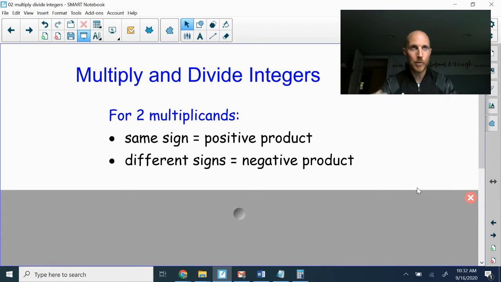Right? It doesn't matter if they're both positive or they're both negative. If it's the same, that's the same. You get a positive product. For different signs, it doesn't matter which one comes first, which one comes second, which one is bigger, whatever. None of that stuff matters. Just if one is positive and the other one is negative, you get a negative product.